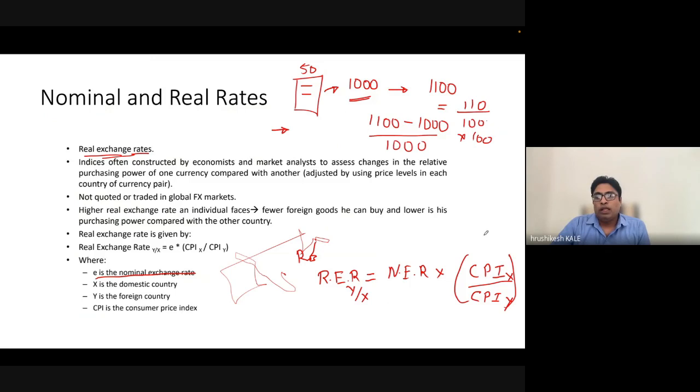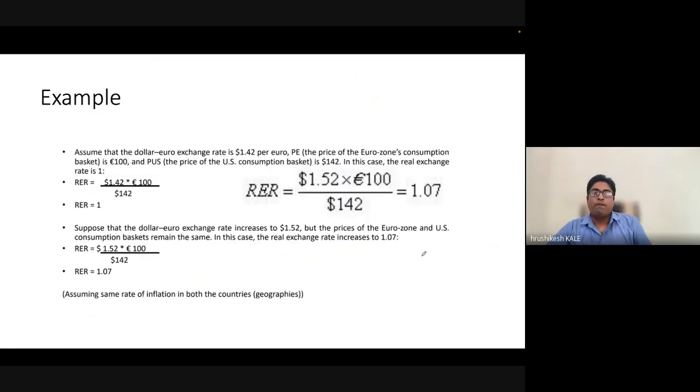Now, with the help of consumer price index, we can calculate inflation, and then we can multiply it by the nominal exchange rate. Let us take an example to understand it in a better way. Now, the dollar-euro exchange rate is given as 1.42 per euro. This is your nominal exchange rate. The price of the Eurozone consumption basket is 100 euro. The price of the US commodity basket is $142. And we are supposed to calculate the real exchange rate.